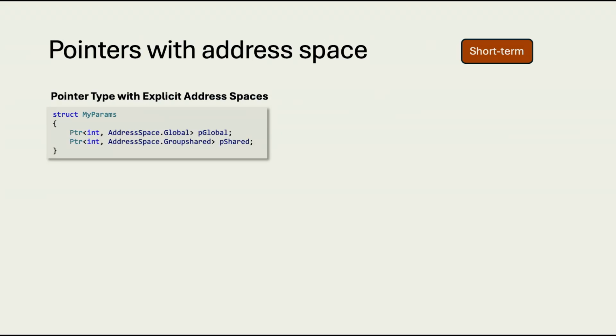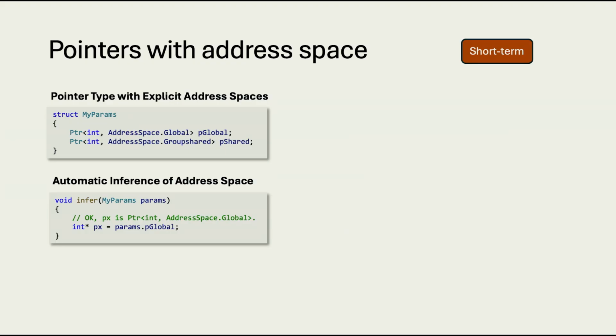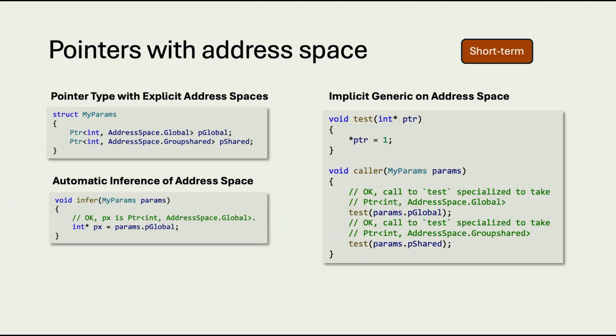Another thing that Slang should support is pointers with different address spaces. Right now, pointers in Slang are assumed to point to your device or global memory, and this needs to be extended to allow pointers to shared memory as well. And to make pointers with address spaces easier to use, the compiler should also automatically infer the address space of a pointer when you pass it into a function. For example, if you write a function, we want to make it implicitly generic on the address spaces, so that if you call this function test from the caller with values that are actually from different address spaces, the compiler should be able to automatically specialize your test function to different address spaces without you having to write explicit generics everywhere.